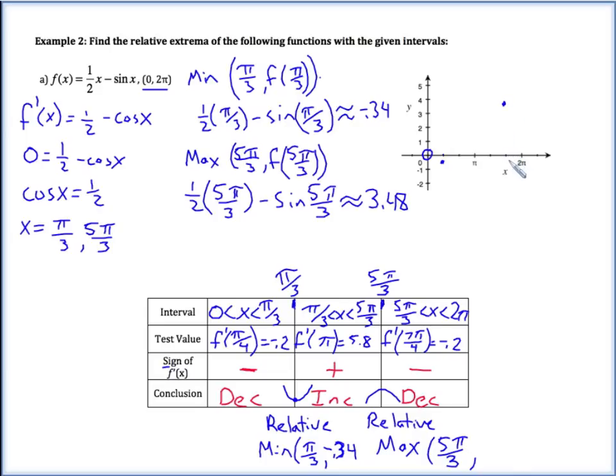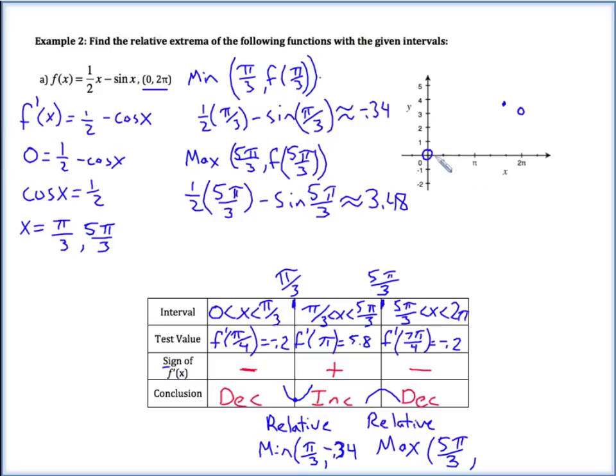Okay, and if we plugged 2 pi into our function, the end of our interval, we would get, well, let's see, half of 2 pi is just pi, and then sine of 2 pi is also 0. So pi minus 0 is pi, and so that's right there at about 3.14. And this is going to be an open circle there.